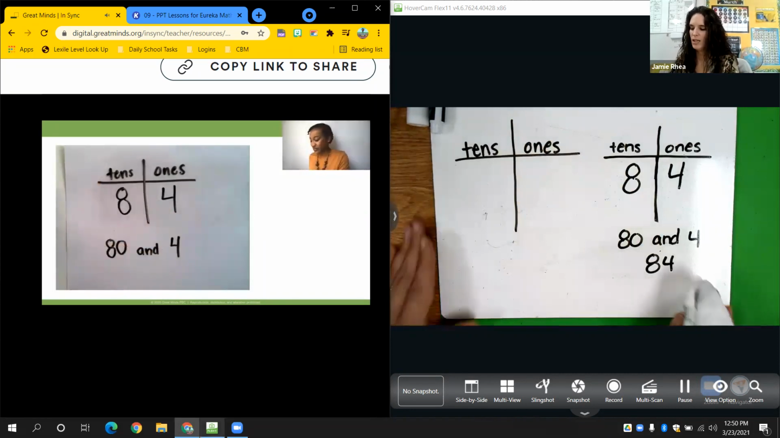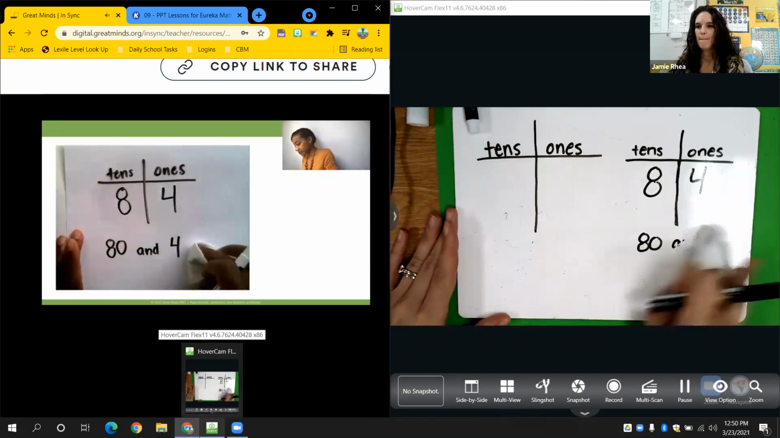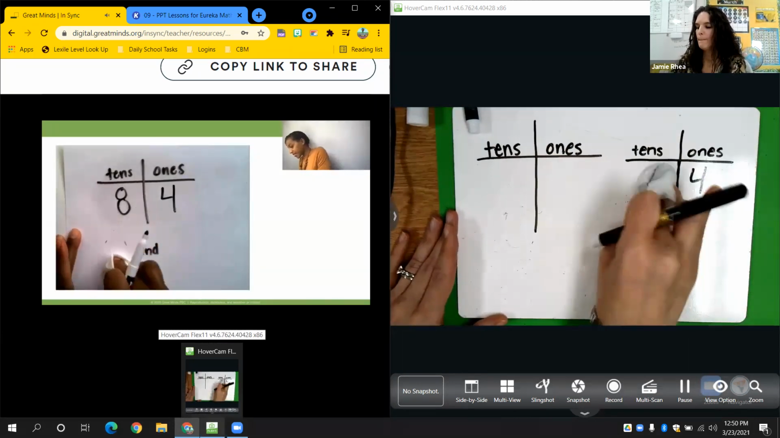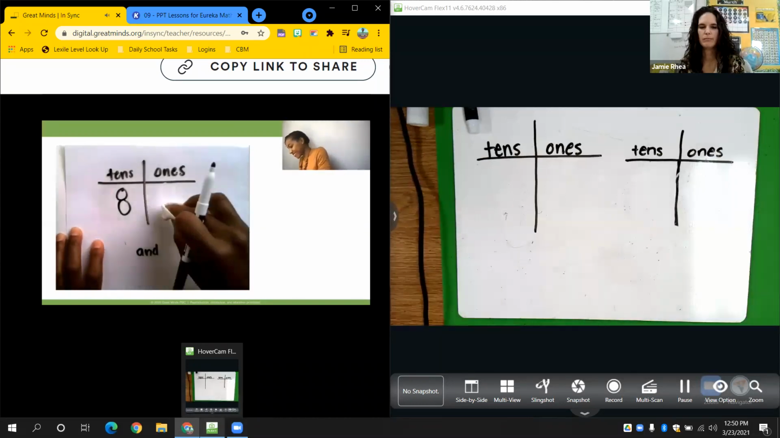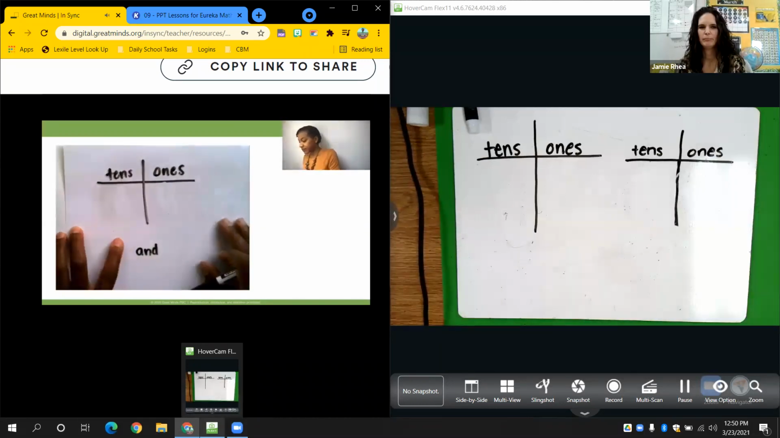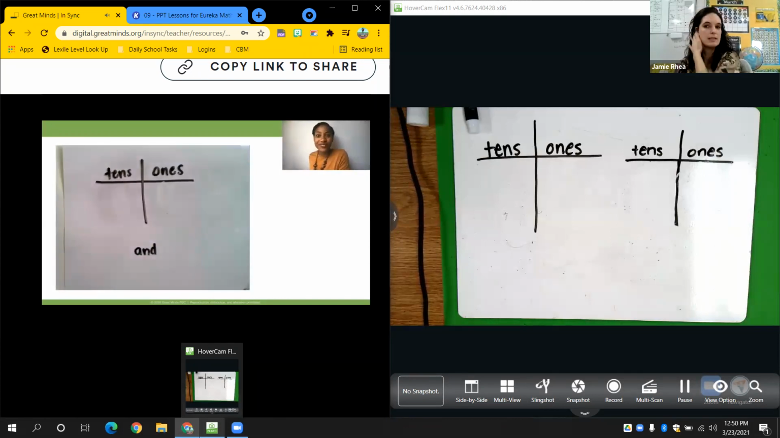Let's do one more. Okay, so let's erase. I'm going to keep the word "and" in the middle, so I don't have to write it. We're going to write it, though, just to practice that word.